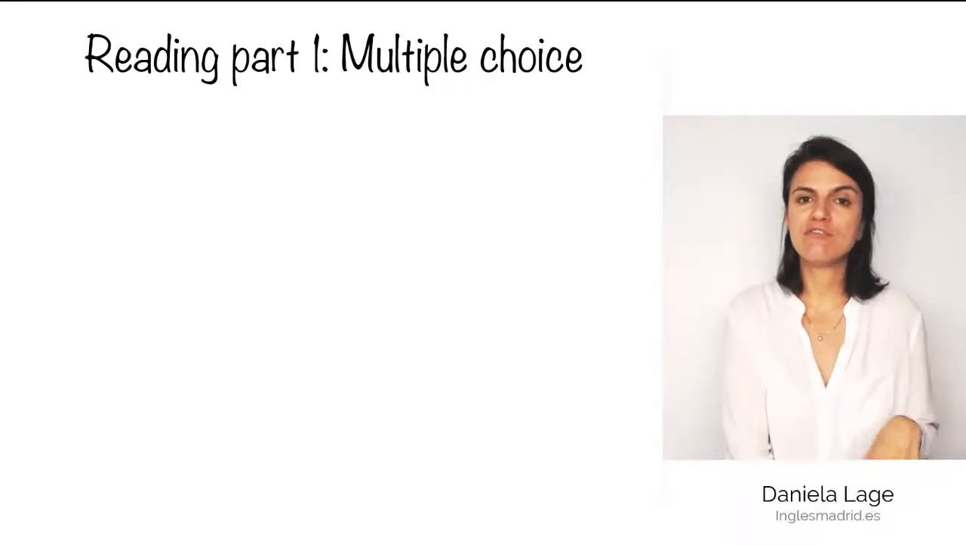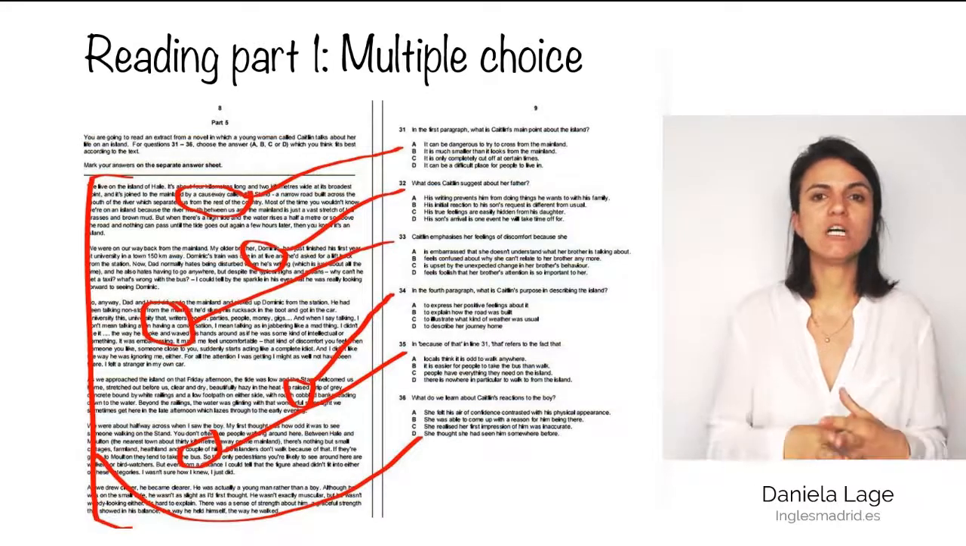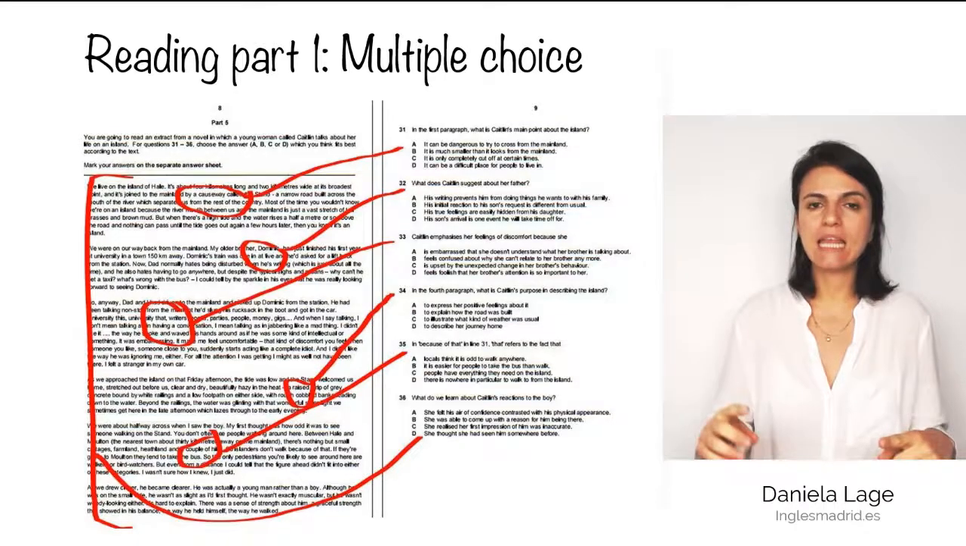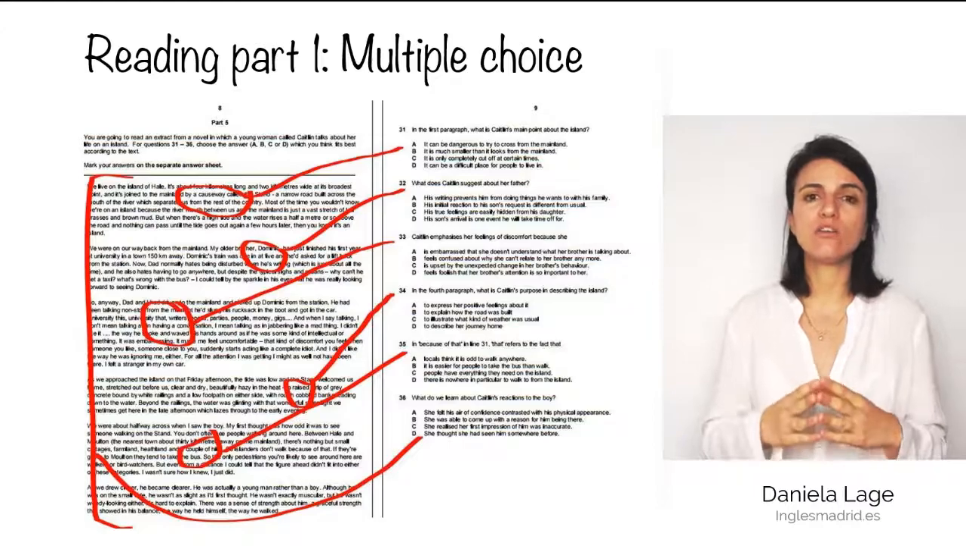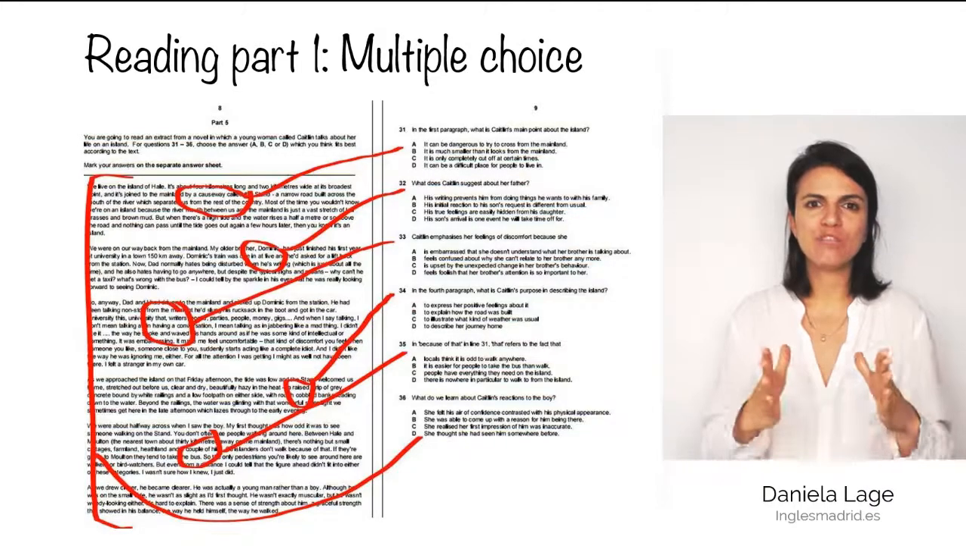And now, we'll go to the first part of the reading. Different exercises. The first exercise, reading part 1, is multiple choice. They give you a text, and then they give you questions. They give you 6 questions with 4 options, and we are going to find the answer. How are we going to find the answer?